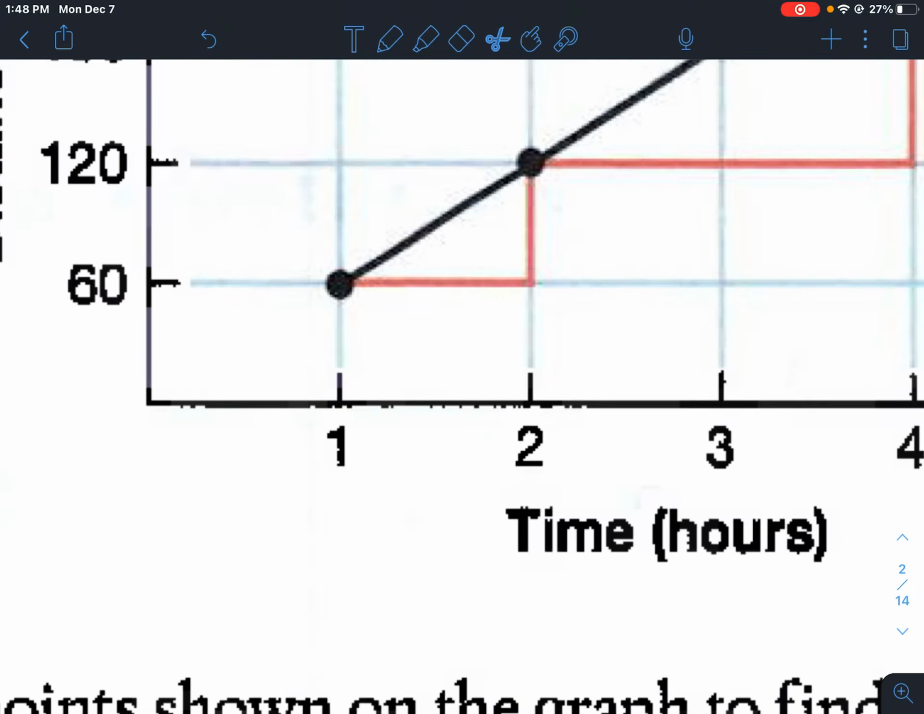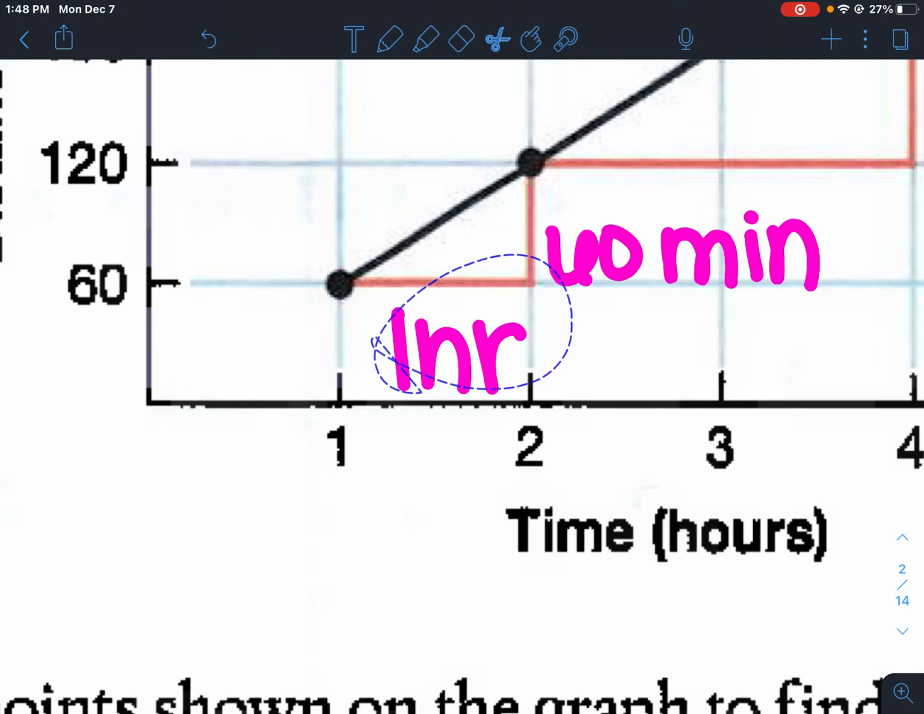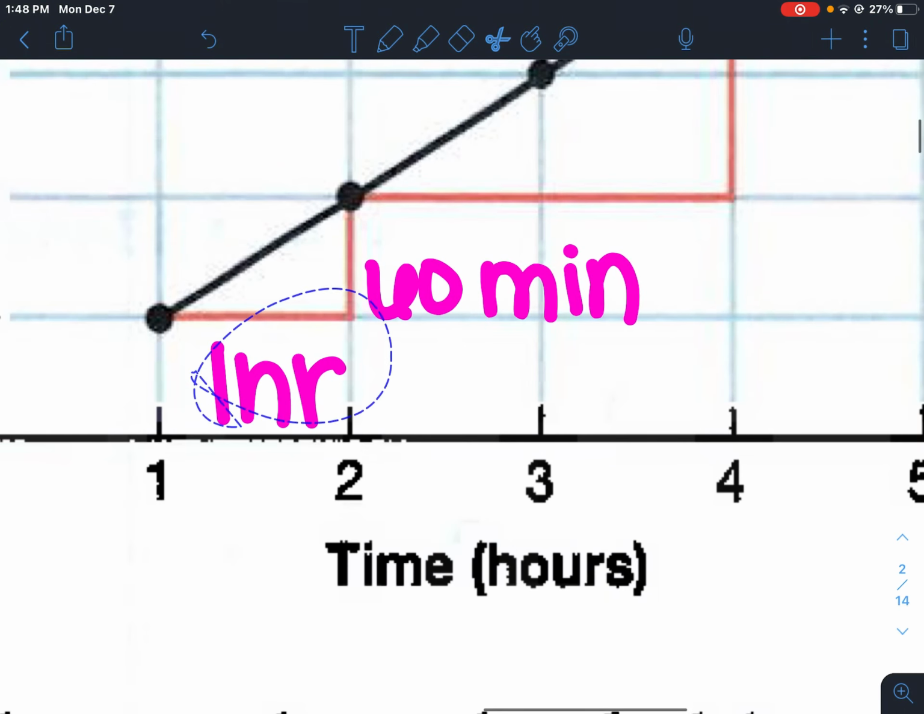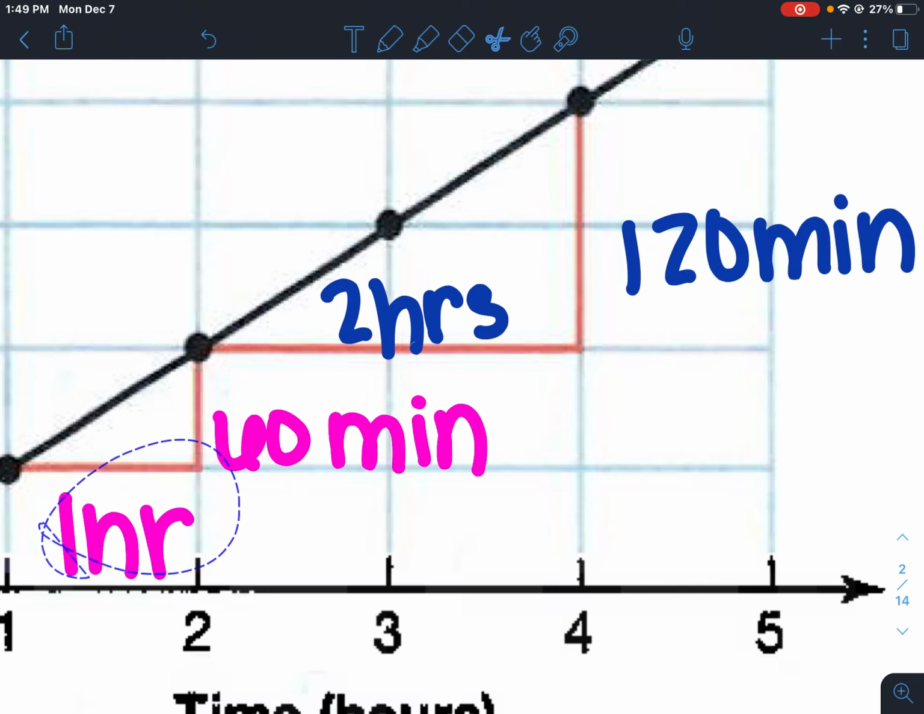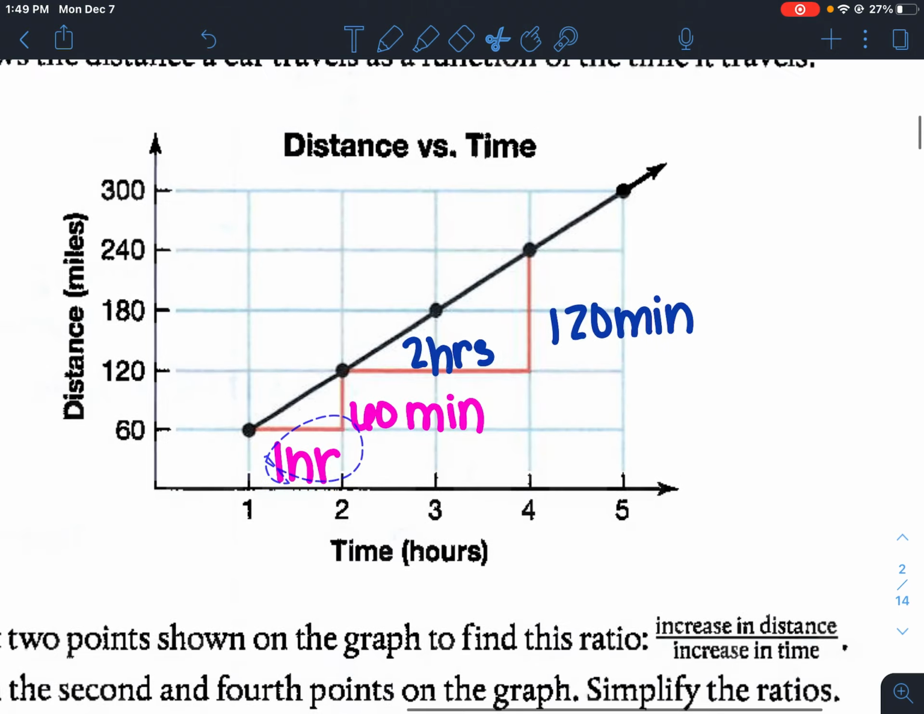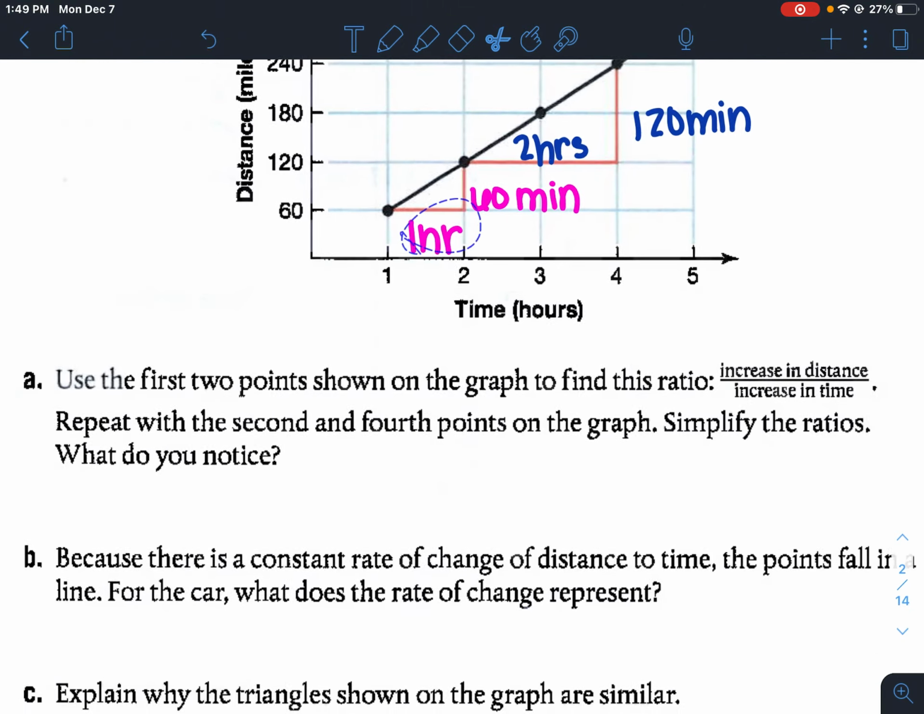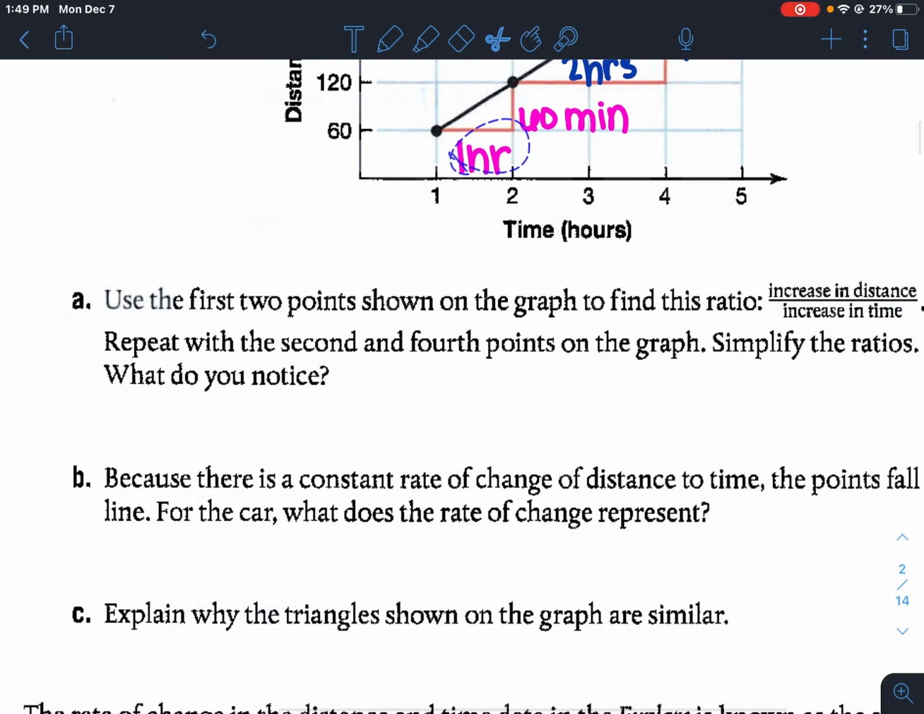Okay, so from the first to the second point, we go over 1 hour. So from 1 hour to 2 hours, we go over 1 hour, and we go up 60, oh, that shouldn't say minutes, that should say miles. We go up 60 miles. And then if I was going to repeat that for the second and the fourth point, I'm going over 2 hours and I'm going up 120 miles, not minutes. So make that change on your answers. And then we want to simplify those ratios, and what do you notice?